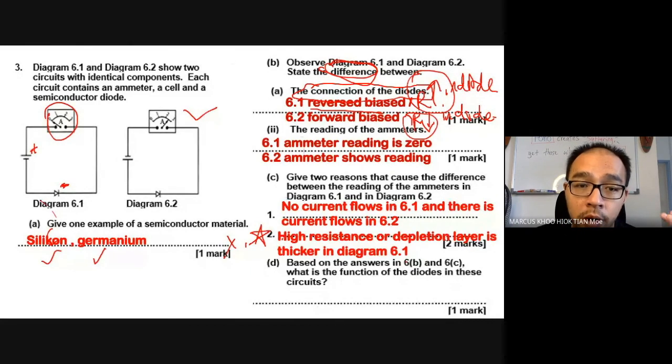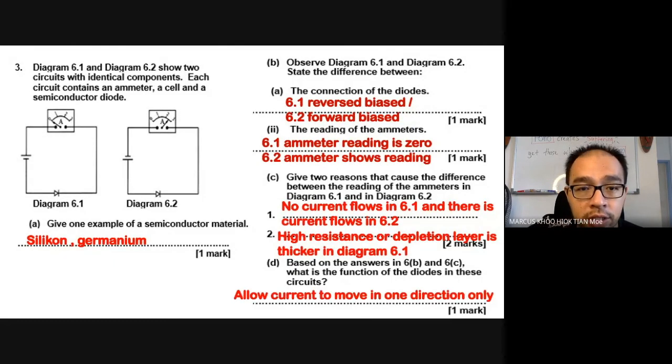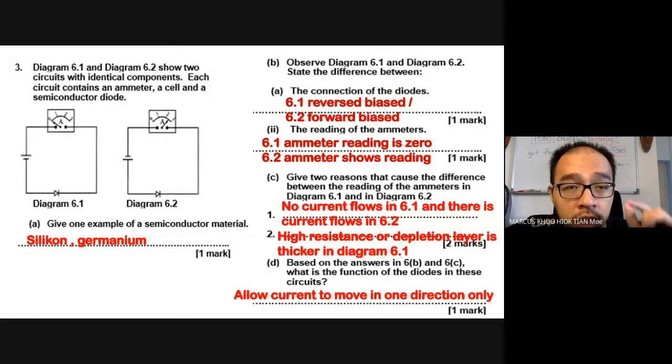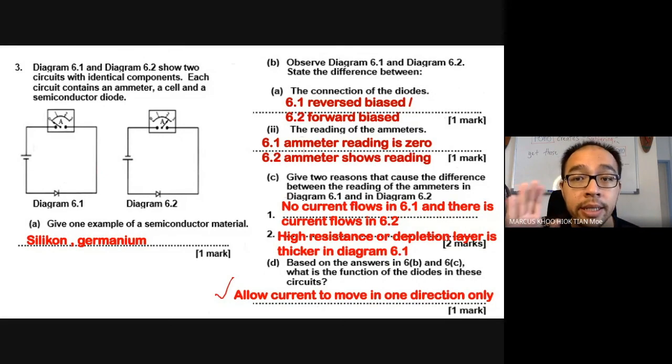Now based on the answers in 6B and 6C, what is the function of the diodes in this circuit? Even if you don't look at 6B and 6C, you will know that the function is to allow the current to move in one direction only. Remember, if it is not a rectification circuit, then this is the answer. If it is a rectification circuit, the function of the diode is to convert alternating current to direct current. But this is not a rectification circuit. This is just a circuit to show forward bias and reverse bias. So the function of the diode is to allow the current to move in one direction only. Be aware of the differences in the function of the diodes.